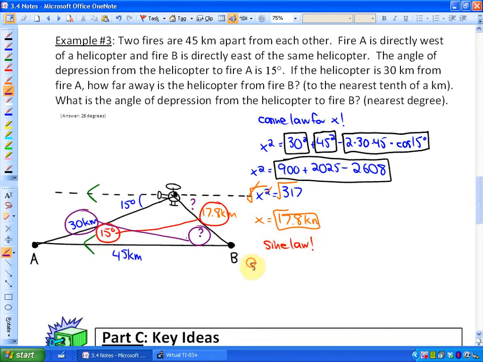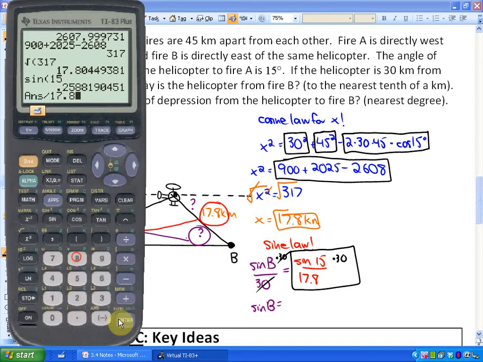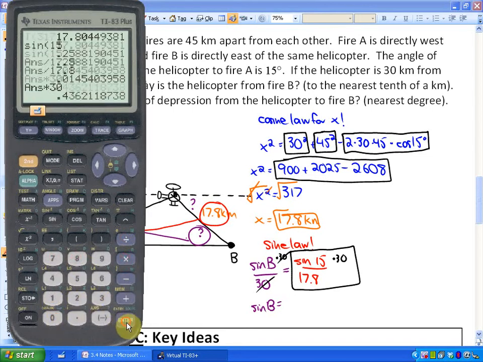And we have here that sine of angle B over its opposite side, which is 30, is equivalent to sine of 15 degrees over 17.8 kilometers. And again, you might want to try and solve this yourself before finishing this video. So pause it if you'd like to. So we'll have sine B is equivalent to whatever this is calculated as. And again, press equals as often as possible. Sine 15, hit equals, hit divided by 17.8, hit equals, hit times 30 and hit equals. So I have 0.436211.